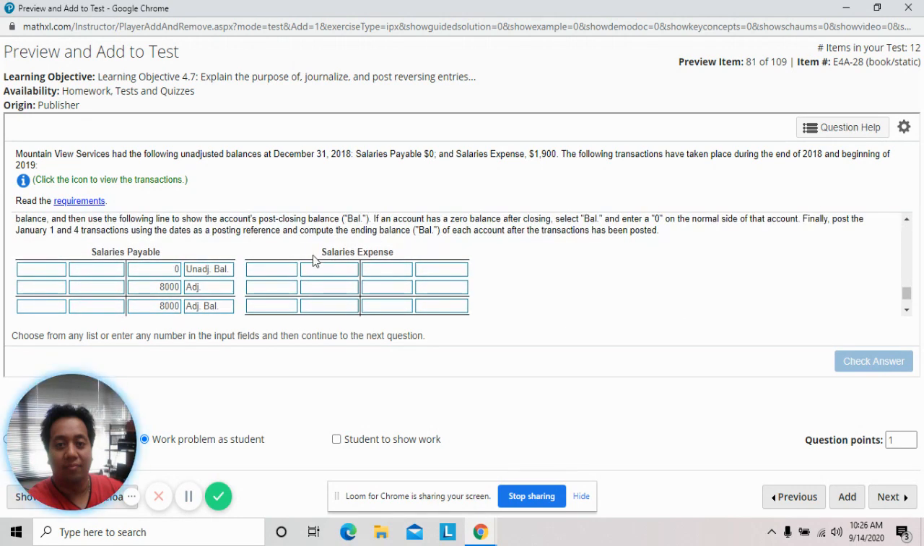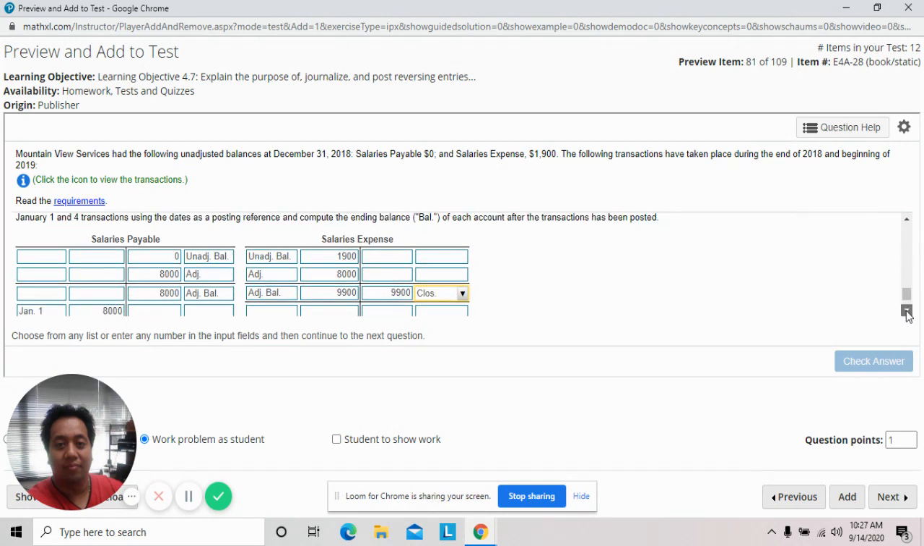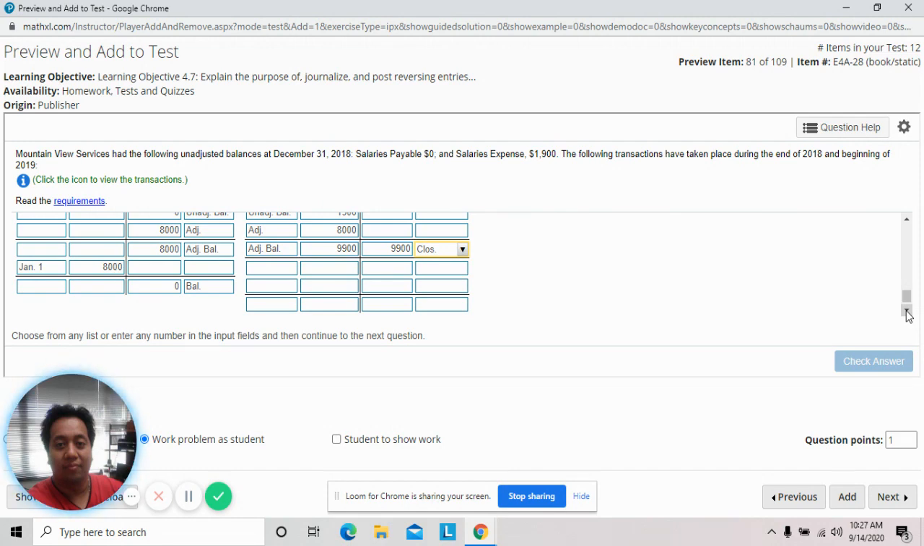As for my T account here, I start with an unadjusted balance of 1,900. Make an adjustment of 8,000. I'm left with an adjusted balance of 9,900. And I make a closing entry, close the account, 9,900. Also, I need to account for the new balance, which is 0.